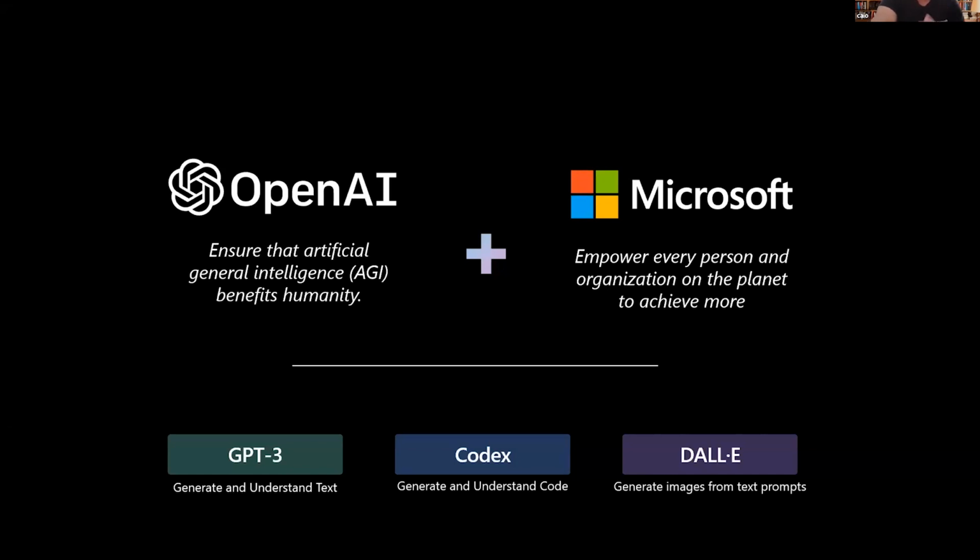So those three families of models have different versions, and the different versions have different power, and we're going to talk about that. But they are the three families of different types of models that OpenAI together with Microsoft make available to customers.